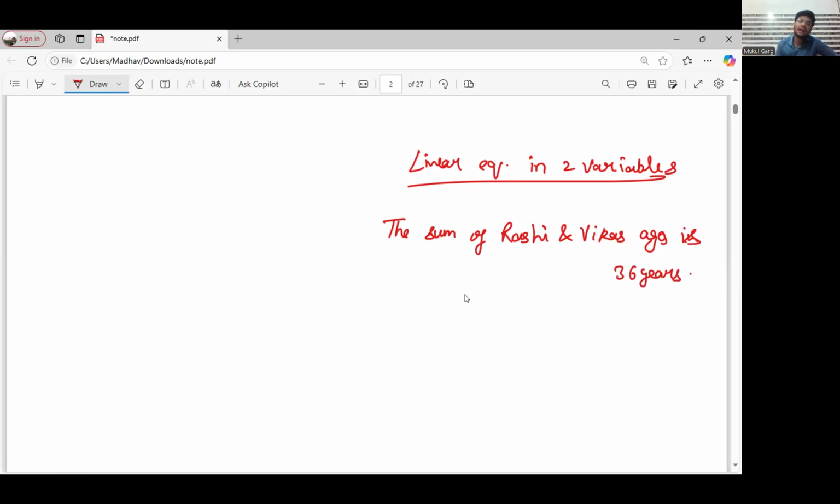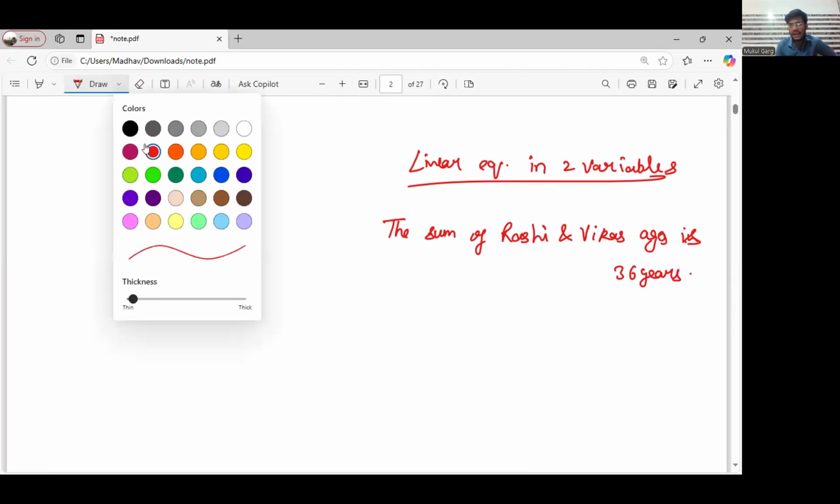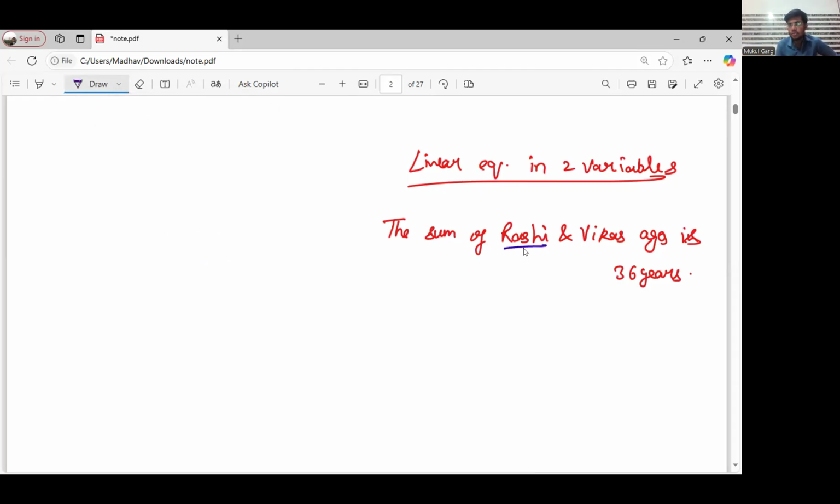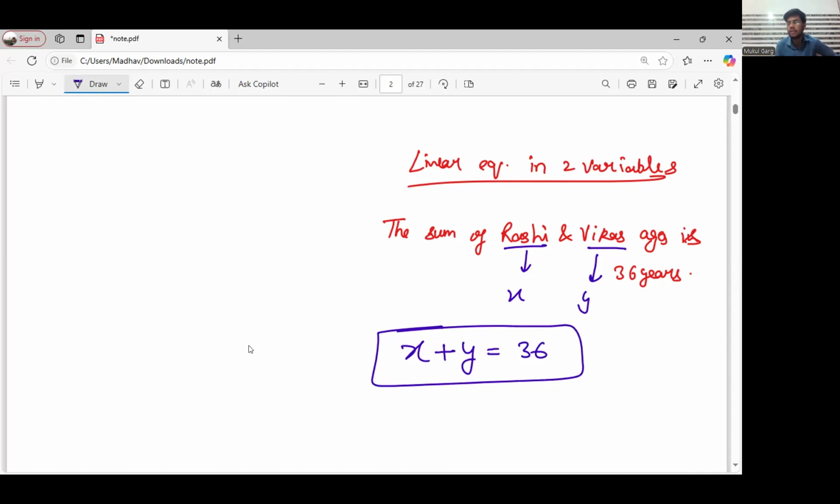Do I know Rashi's age? No, I do not know. I assume Rashi's age is x. See, the thing which we don't know, we assign a variable. Do I know the age of Vikas? No, I assume that it is y. So the sum of Rashi and Vikas's ages is 36. So this is the equation we got: x plus y equals 36.